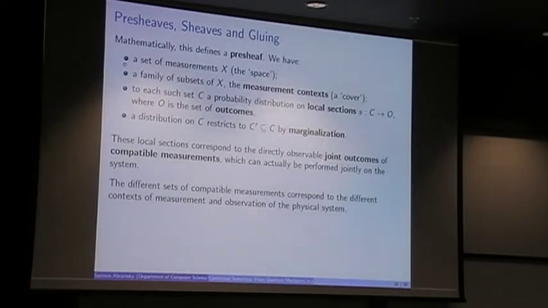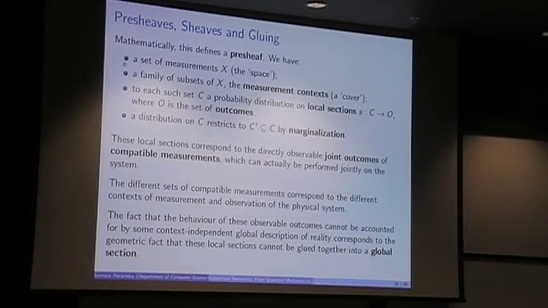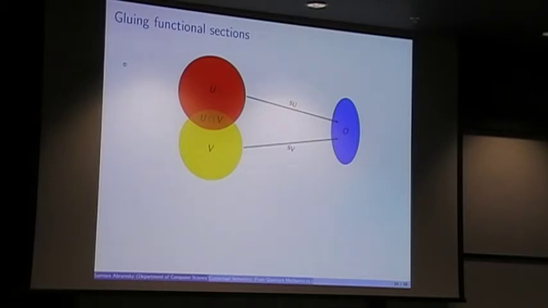So the local sections correspond to the directly observable joint outcomes of compatible measurements, which can actually be performed jointly on the system. And it's these actually observable events to which we can ascribe empirically grounded probabilities. The different sets of compatible measurements correspond to the different contexts of measurement and observation of the physical system. And the fact that, as we've seen already, the behavior of these observable outcomes cannot be accounted for by some context-independent global description of reality corresponds to the geometric fact that these local sections cannot be glued together into a global section. We get this correspondence between geometric language and this physical and operational language.